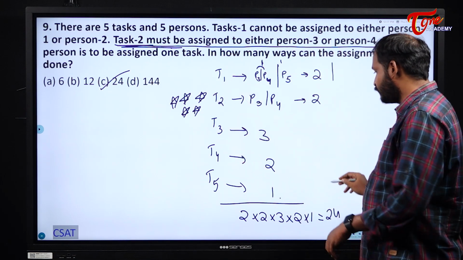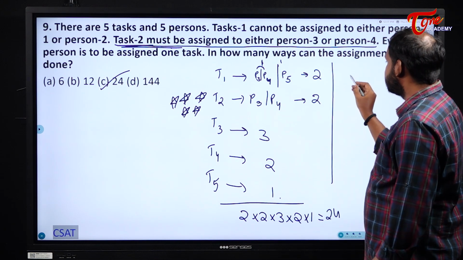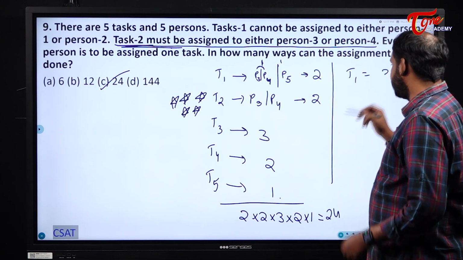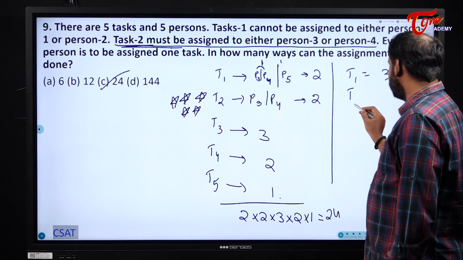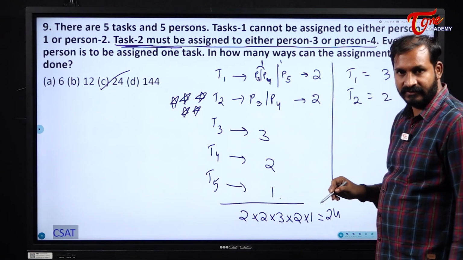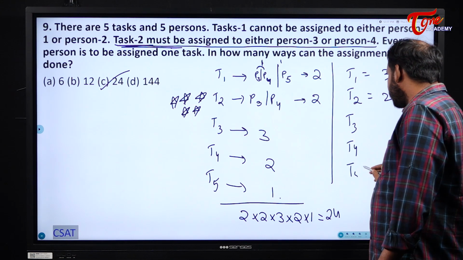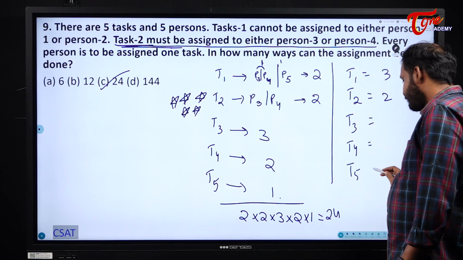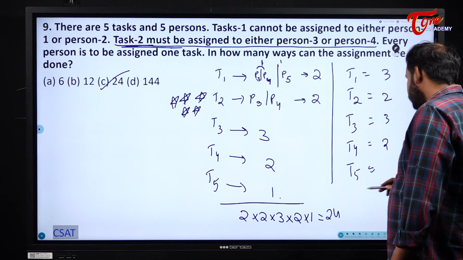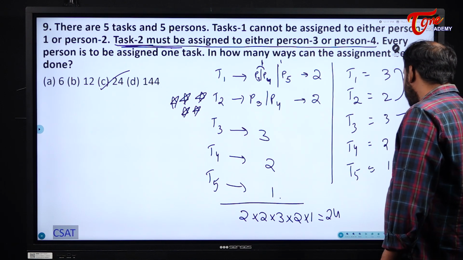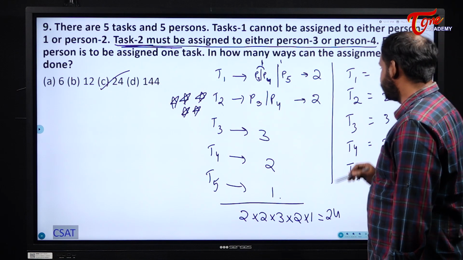If not, what a few students will do is, they will take task 1. Okay, for task 1 there are 3 chances. For task 2, 2 chances directly without any verification. They will write for task 2, and from task 3, 4 and 5 onwards, they will think in a normal manner. Okay, 3, 2 and 1. Why? Because 2 are already locked. So 3, 2 and 1. This is wrong perception, students.